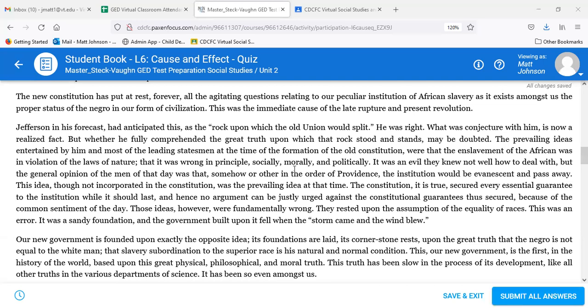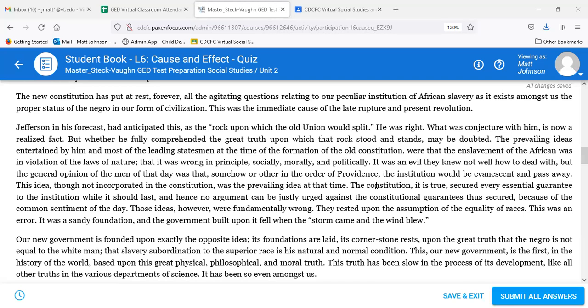providence, somehow or other in the order of providence, the institution would be evanescent, would evanesce and pass away. This idea, though not incorporated in the Constitution, was the prevailing idea at that time.